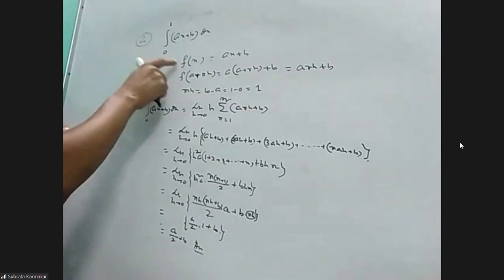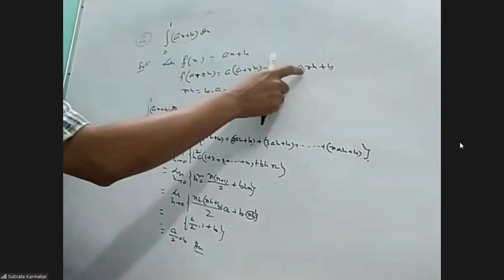So the simple part is f of a plus rh: you first find out a from the given limit, find out a and b, put down the values over here, and you will get the simplified form.